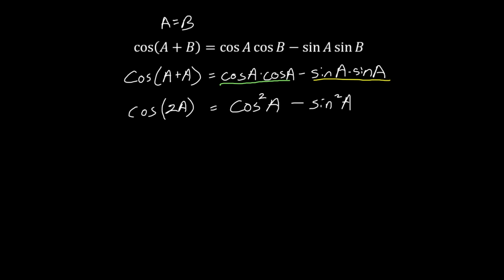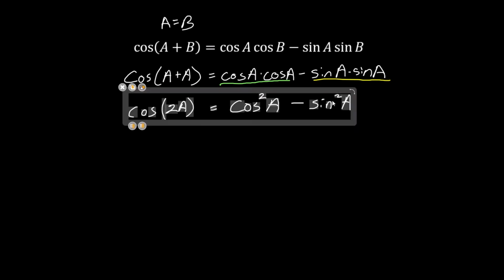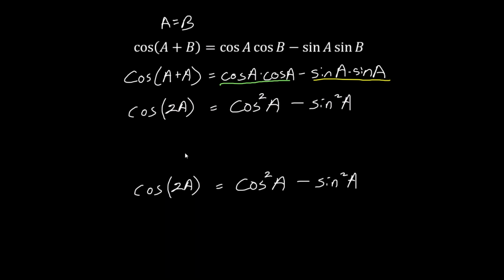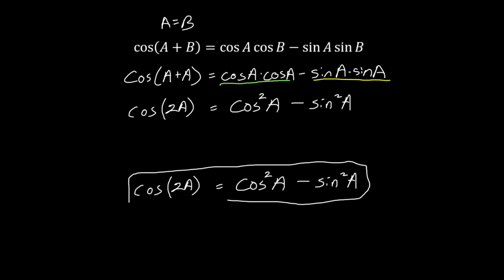So this one really isn't any different from the sine and the tangent, but we're going to do something with this to make it a little bit different. So here is our first double angle formula for cosine. This is one of 3 double angle formulas for cosine. Let's see where the other 2 come from.